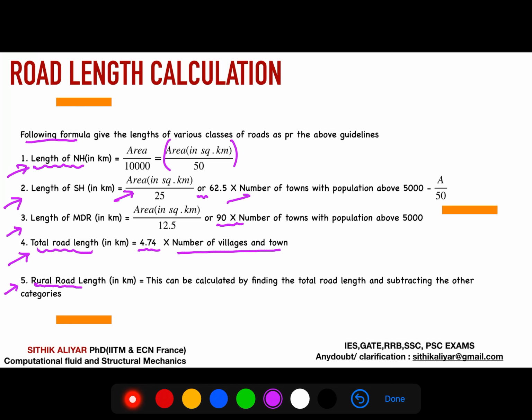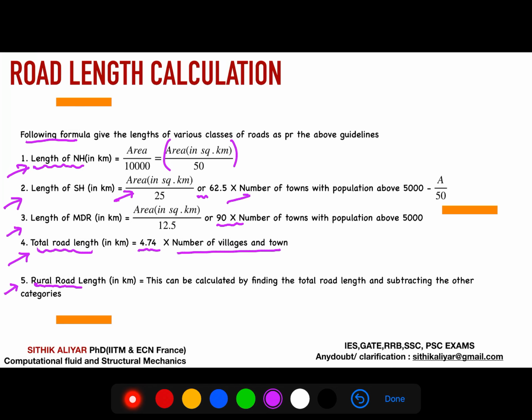The first formula is based on the length of the national highway, which is area by 50. Length of state highway is area by 25, where area should be in kilometer square, or 62.5 into number of towns minus A by 50. Length of major district road is area by 12.5 or 90 into number of towns. Total road length is 4.74 into number of villages and towns.